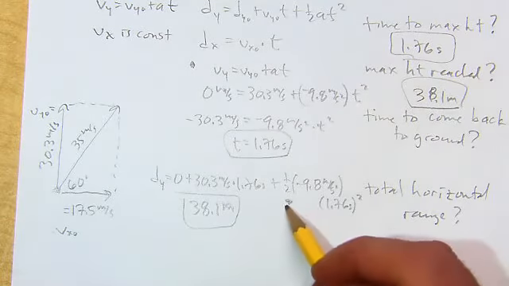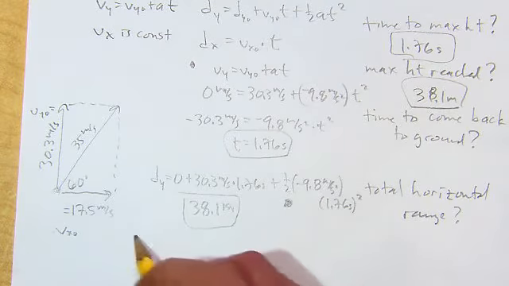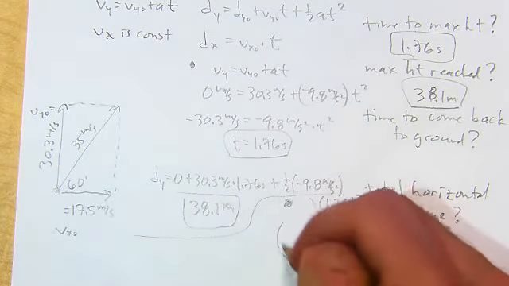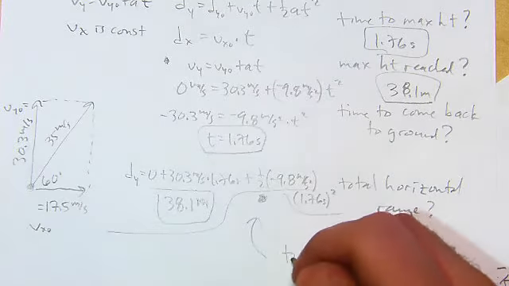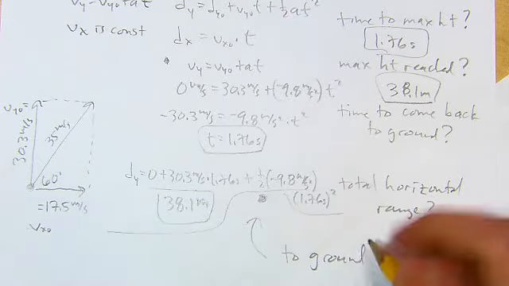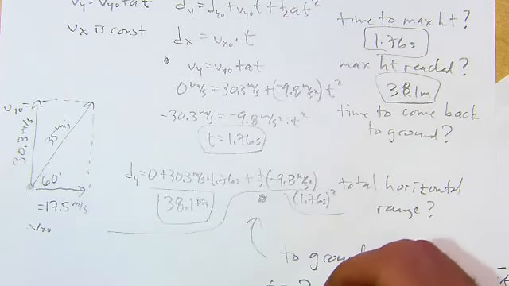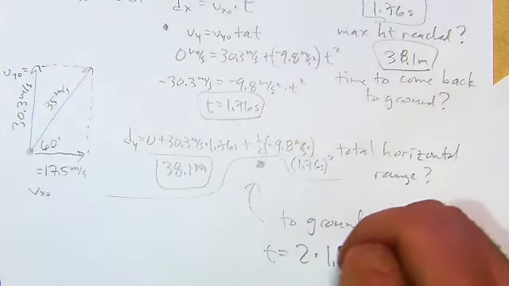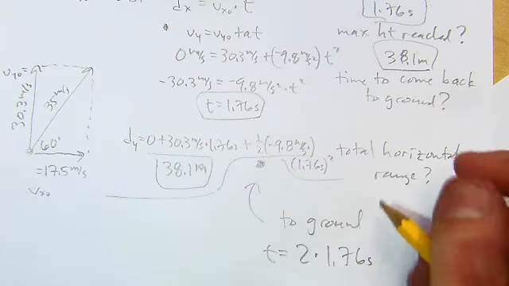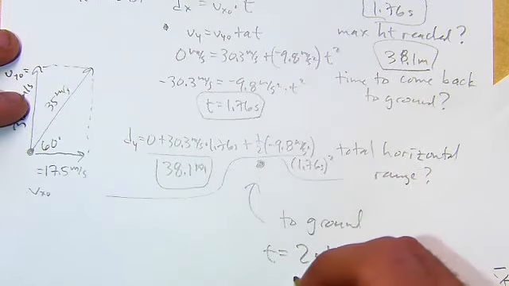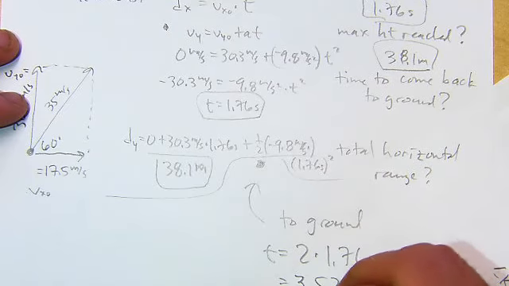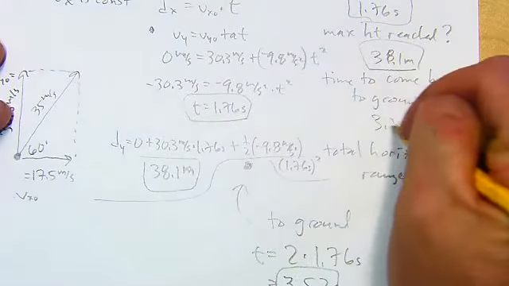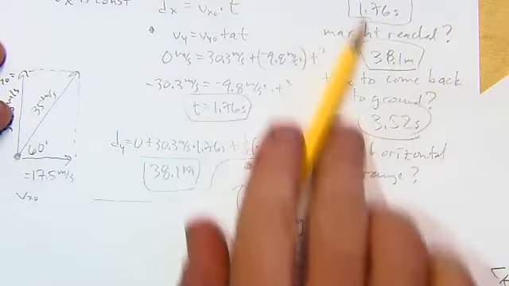Okay, and then let's move on to this. When it hits the ground here, what's going on? We want to know the time to get to the ground. So to the ground, your time will just equal 2 times the time it took to get to the top. So 2 times the 1.76 seconds. So what is that, 3.52 seconds. Okay, that's easy. This answer is just double that one.